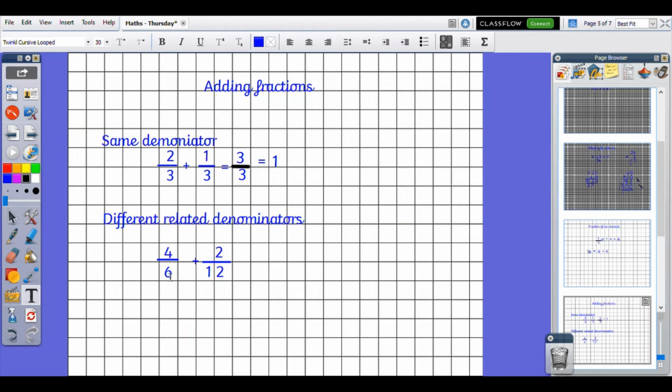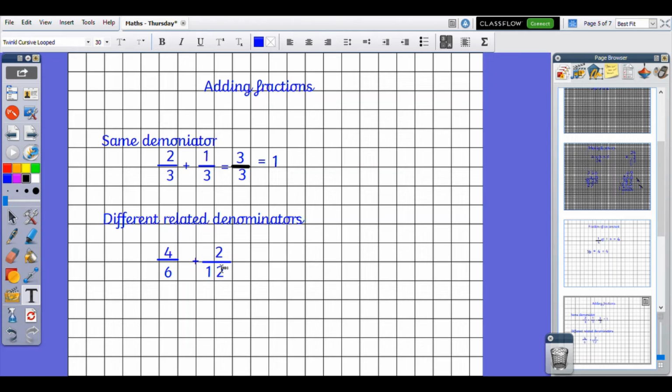So what you need to do is make this bottom denominator, or whichever one you think is most appropriate, and convert it so that it has the same denominator as your other fraction. So in this case, I'm going to change 6 into 12. So I'm going to go from 6 to 12ths.